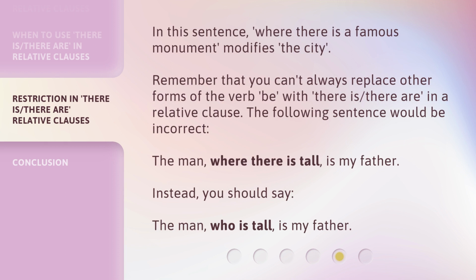Remember that you can't always replace other forms of the verb be with there is, there are in a relative clause. The following sentence would be incorrect: the man, where there is tall, is my father. Instead, you should say, the man, who is tall, is my father.